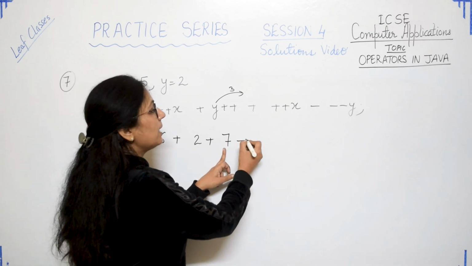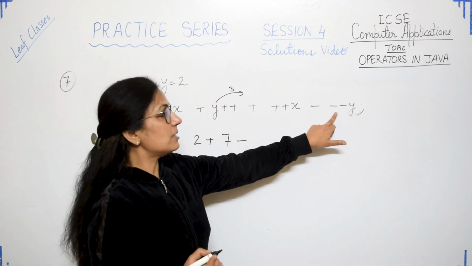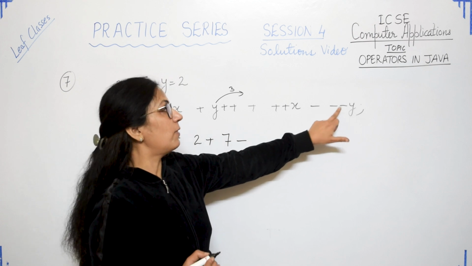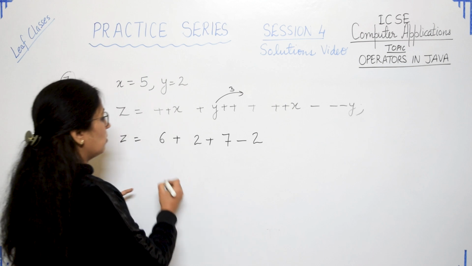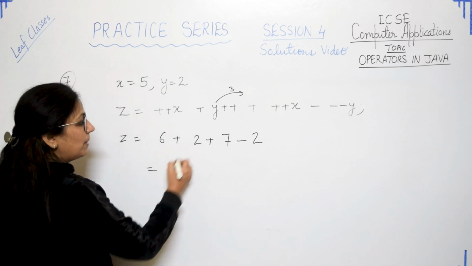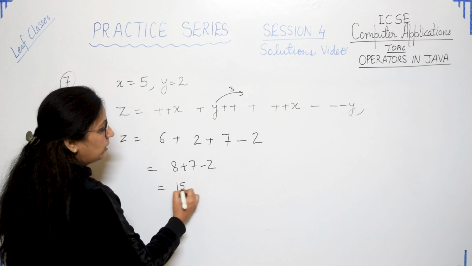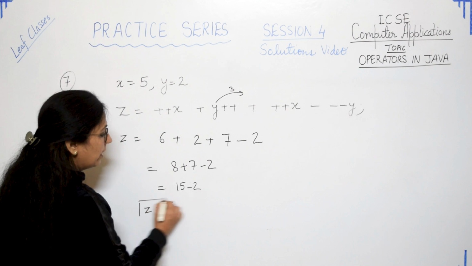7 minus y. So what value of y is it receiving? It is receiving 3, but it is pre-decrement. So first it will be decreased by 1 and then it will be used. So it will be 6 plus 2, 8, plus 7 minus 2. This is equal to 15 minus 2. So the value of z comes to 13.